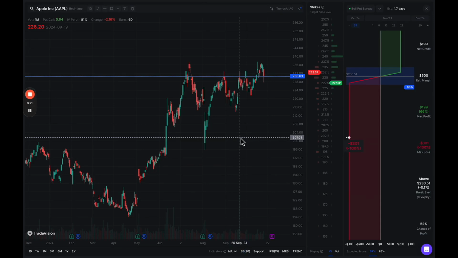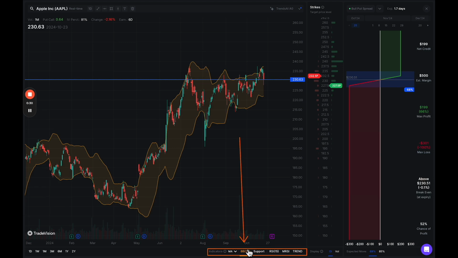So the Bollinger Bands are located down here in the indicators portion. You can click on BB (20). This will add the Bollinger Bands to your chart. The number 20 just refers to the 20-day setting the calculations are based upon. So technically it's over the past 20 days or the past 20 candlesticks.